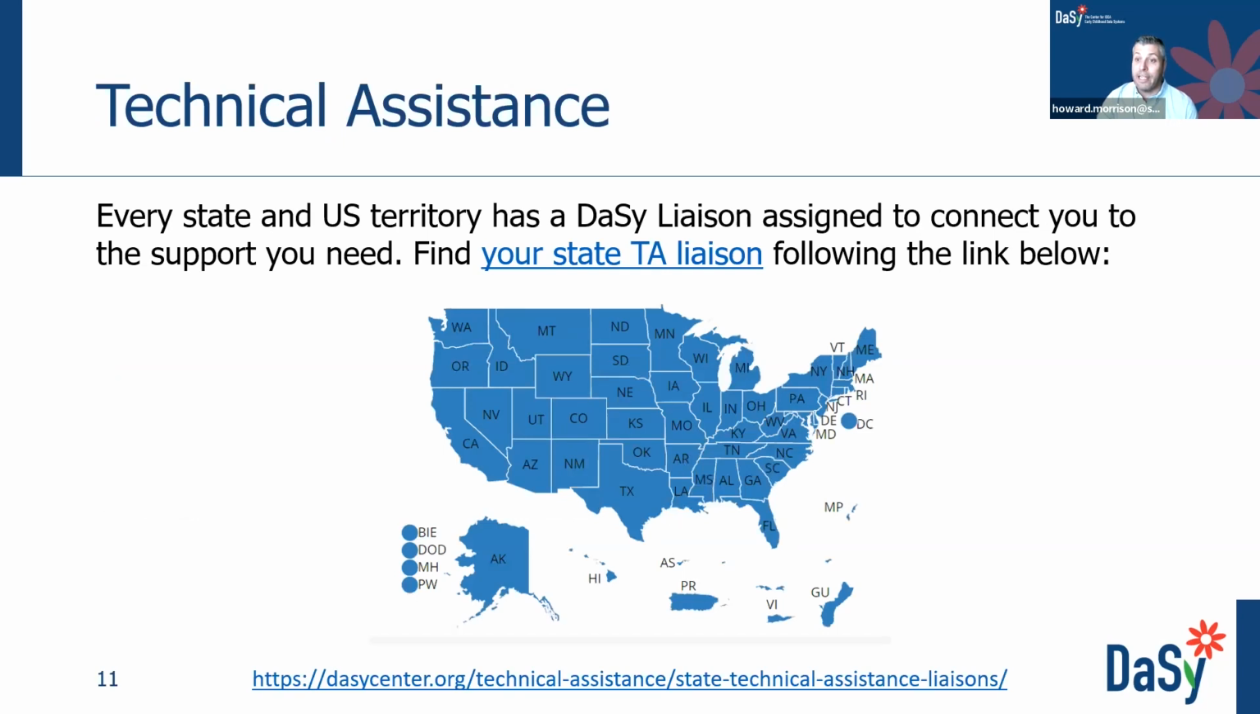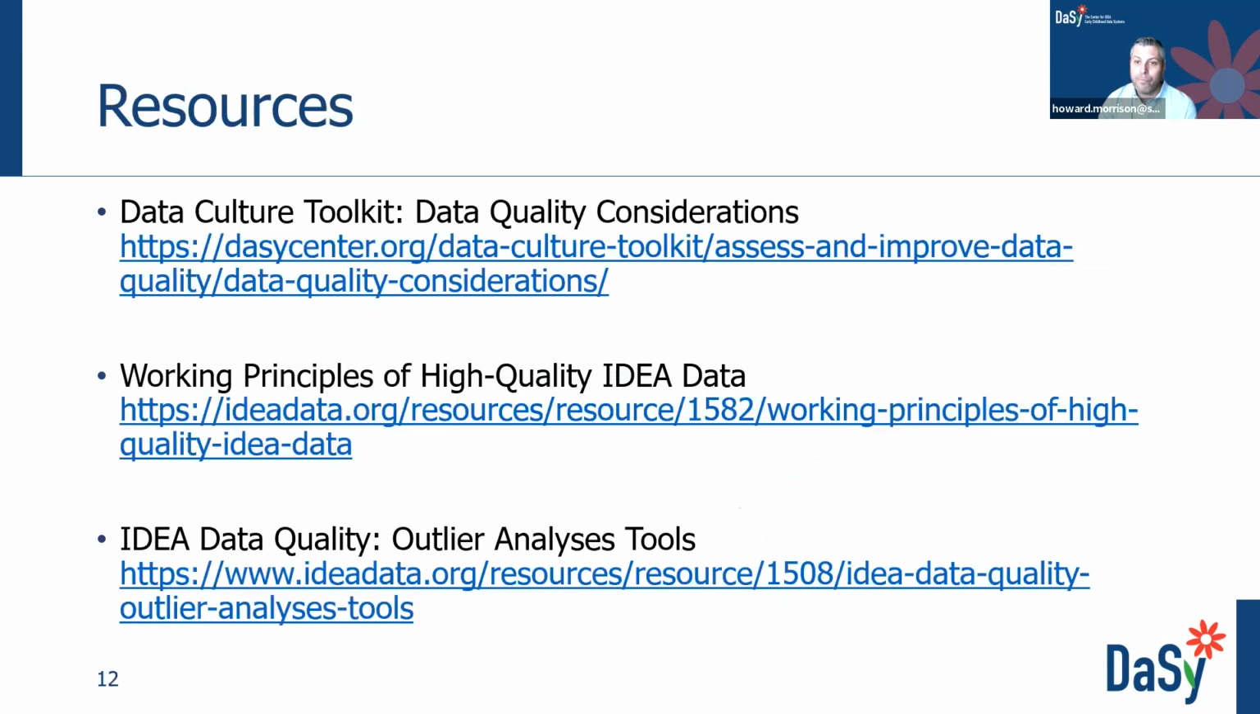The DaSy Center designs and delivers technical assistance for Part C, early intervention, and Part B 619, early childhood special education state staff, supporting their efforts to collect, report, and analyze high-quality data. We provide a continuum of TA for state staff and data managers from all US states and territories. Please reach out to us or your state liaison to inquire about ways we can support you. The next 2 slides provide resources to help further explore data quality.